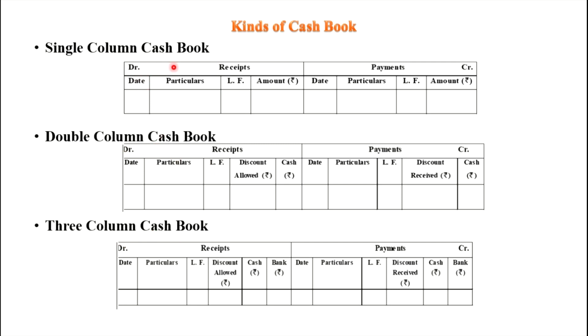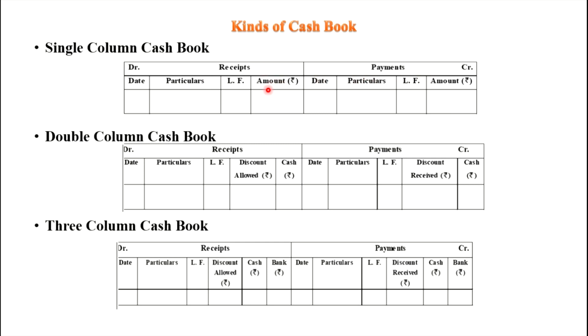In the single column cash book, there is only one amount column. See, this is the proforma of the single column. There are two parts, debit and credit. On the debit side, there are four columns: date, particulars, ledger folio, and amount. On the credit side, date, particulars, ledger folio, and amount. On the debit side, we record the receipts. On the credit side, we record the payments.